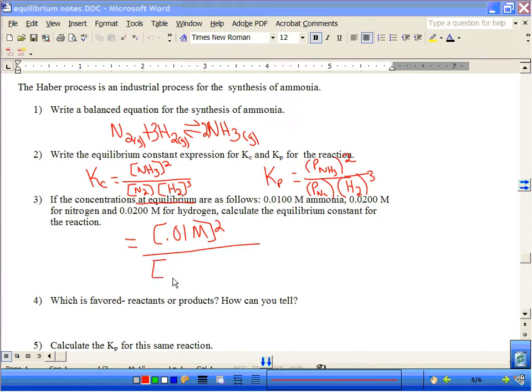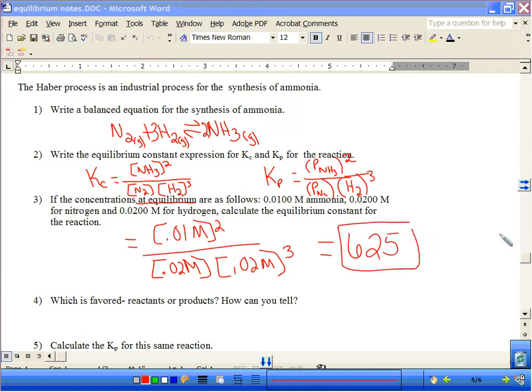And nitrogen is 0.02 molar, and it's going to be to the first. And hydrogen is 0.02 molar, and it is going to be raised to the third power. You just put that in your calculator and solve. You should be coming out with 625. It has no units, so we don't have to worry about units. So that's going to be our KC because it's in molarity.